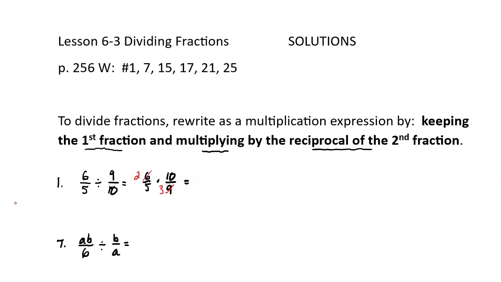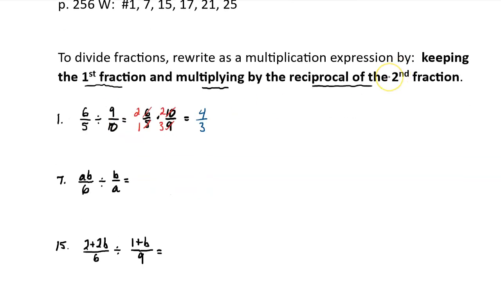10 and 5 are both divisible by 5. 10 divided by 5 makes 2, and 5 divided by 5 makes 1. In the numerator, 2 times 2 is 4, and in the denominator, 1 times 3 is 3. The answer is 4/3.